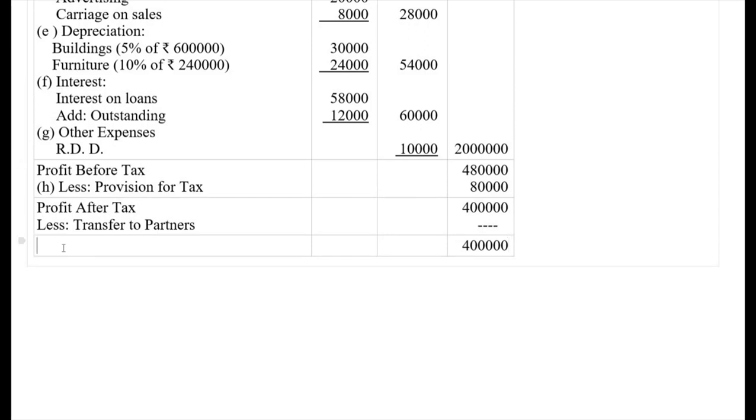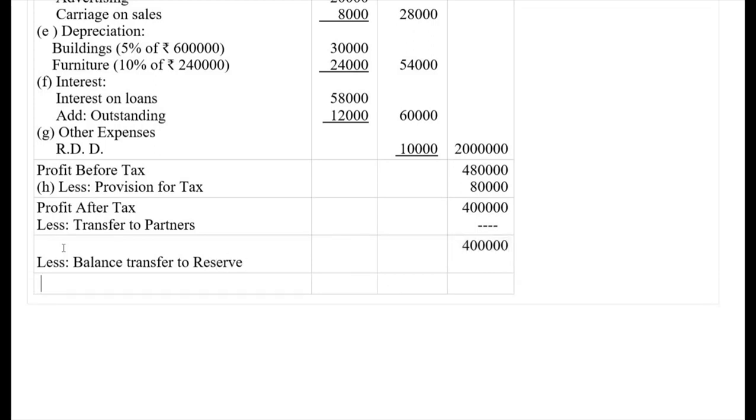So here less balance transfer to reserve. So here it is 4 lakhs. Then the balance will be nil here. So do remember here always, whenever we prepare the statement of income and expenditure, the last balance should be nil here.